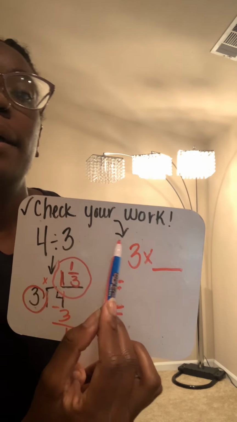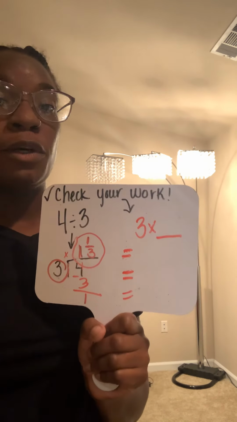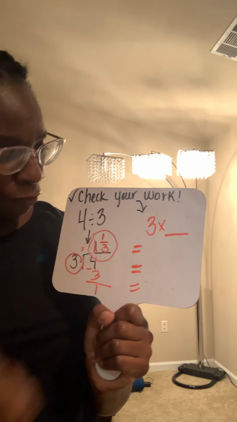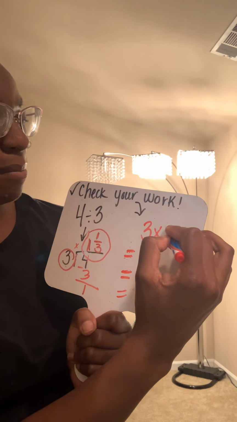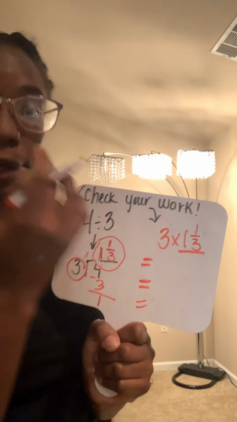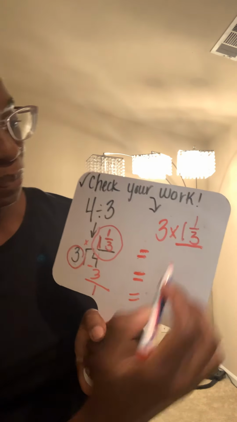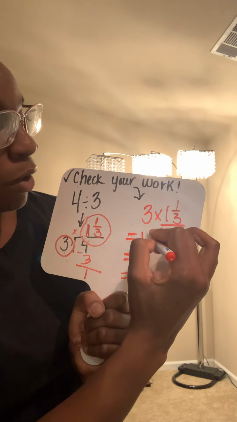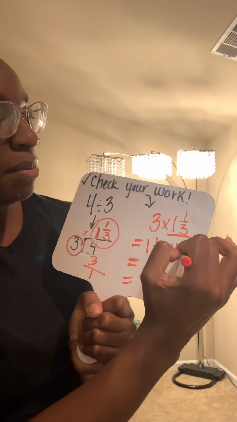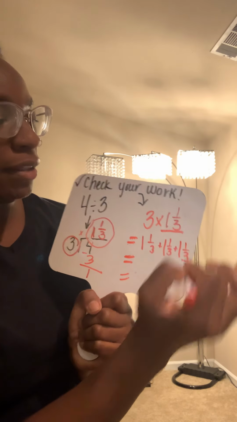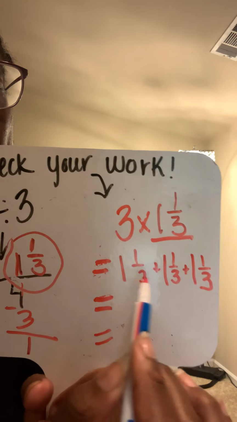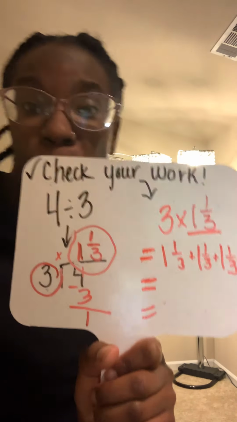Now, this is where we're going to check our work, okay? We've got our answer, and we've got to multiply that by 3. So we've got 3 times 1 and 1/3. And if you want to write that out, you've got 1 and 1/3 plus 1 and 1/3 plus 1 and 1/3. All right? When you add your whole numbers together, you've got 1 plus 1 plus 1, and that equals 3.